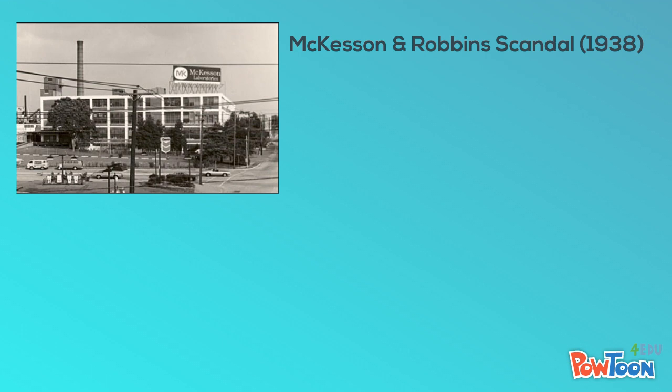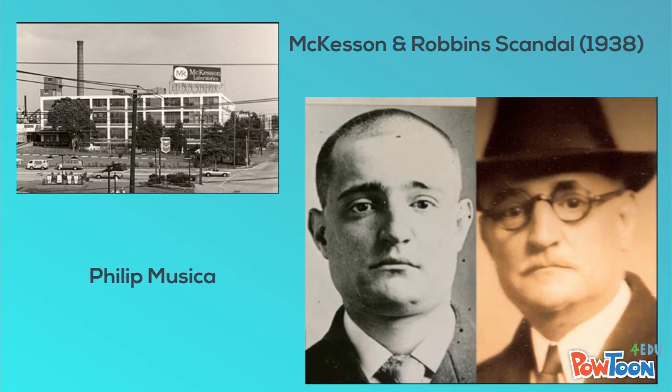This led to an investigation into McKesson and Robbins' accounting practices, and it was later found that the company's balance sheet was made up of $19 million of fictitious inventory, masterminded by Philip Musica. This fraud was monumental for the accounting industry because it led to the adoption of GAAP, including the concept of an independent audit. It also required auditors to personally observe and inspect inventory to verify its existence.